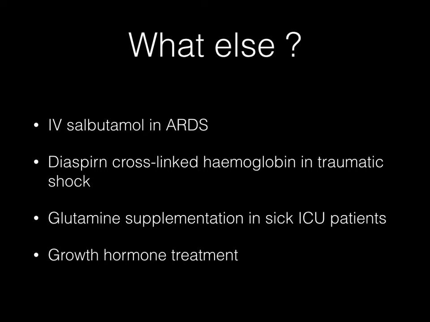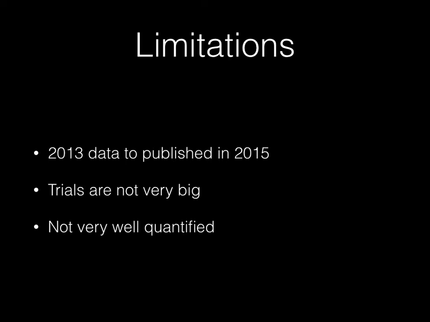The other things to be taken care of are the use of IV salbutamol in ARDS, diaspirin cross-linked hemoglobin in traumatic shock, glutamine supplementation in sick ICU patients, and growth hormone treatment. These are all causing harm, so you should not be thinking about all those interventions. Now, limitations. The data which was utilized is from before 2013 but published in 2015. The trials were not very big, and not very well quantified.